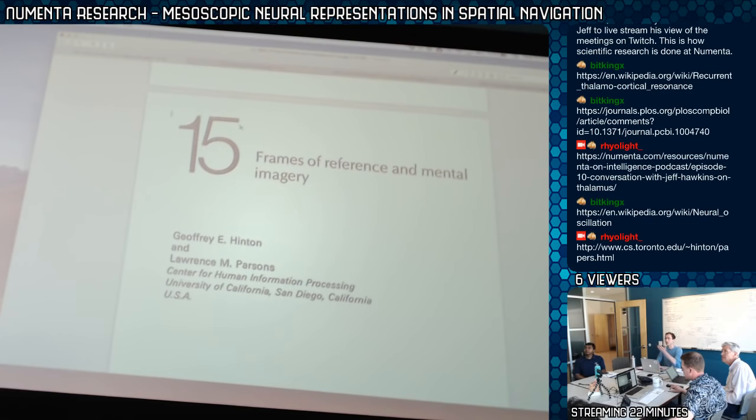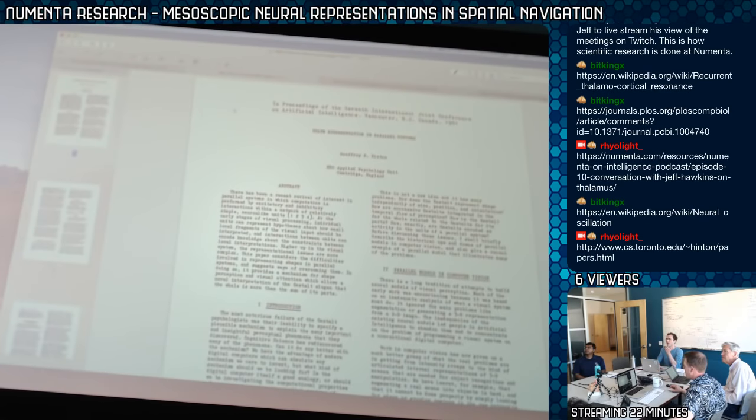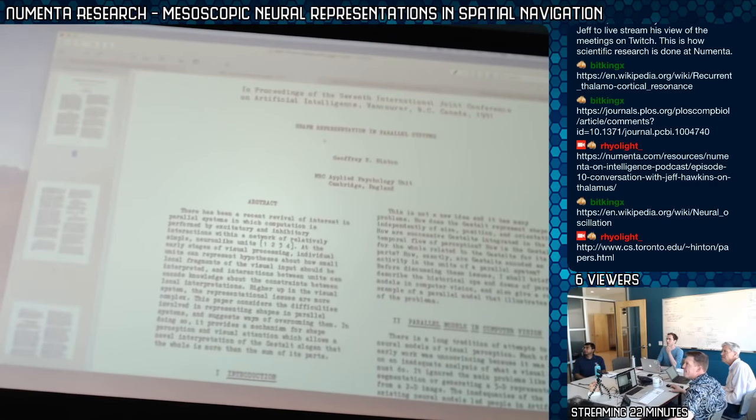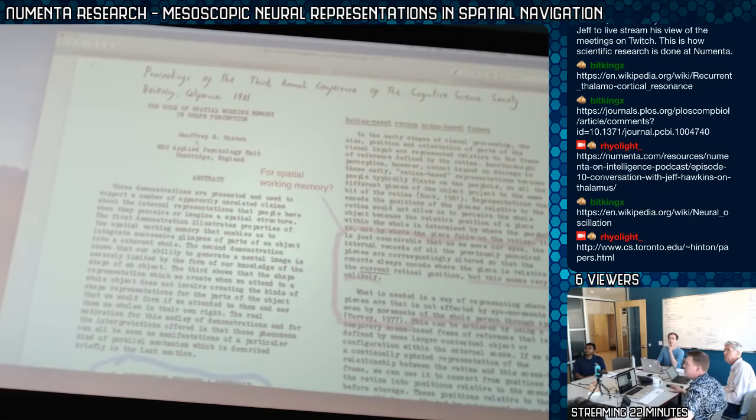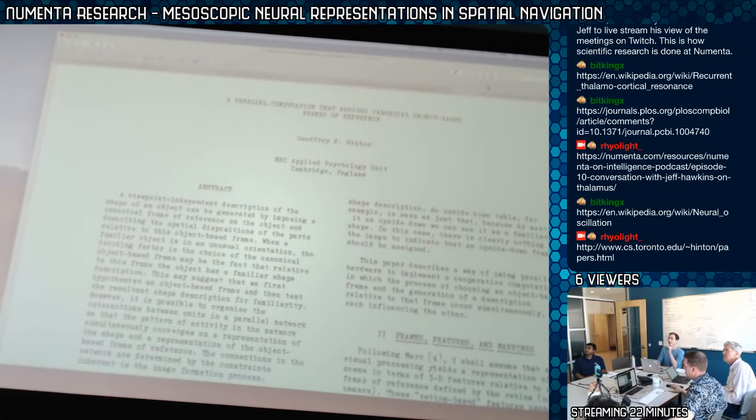Frames of Reference, Mental Imagery. Another one's called Shape Representation in Parallel Systems. Parallel systems is a word he used to talk about neural networks. It was just how he was saying it at the time. In the parallel distributed processing data, that meant neural networks. And then the role of spatial working memory and shape perception. I'll come back and talk about that. And then a parallel computation that assigns canonical object-based frames of reference.